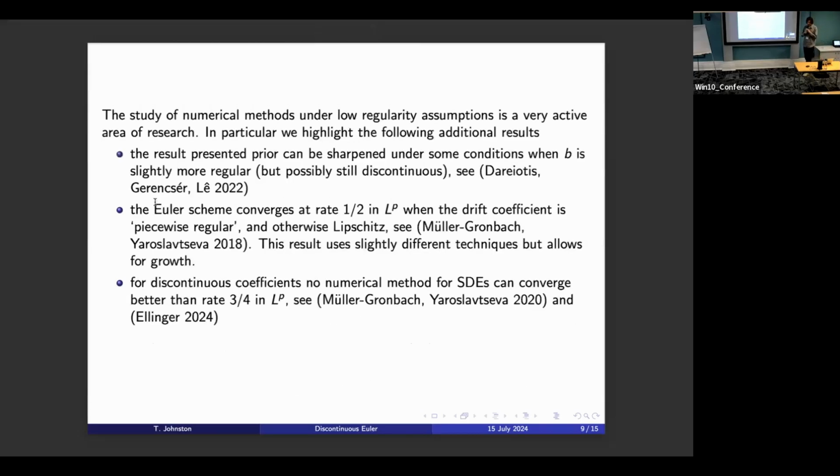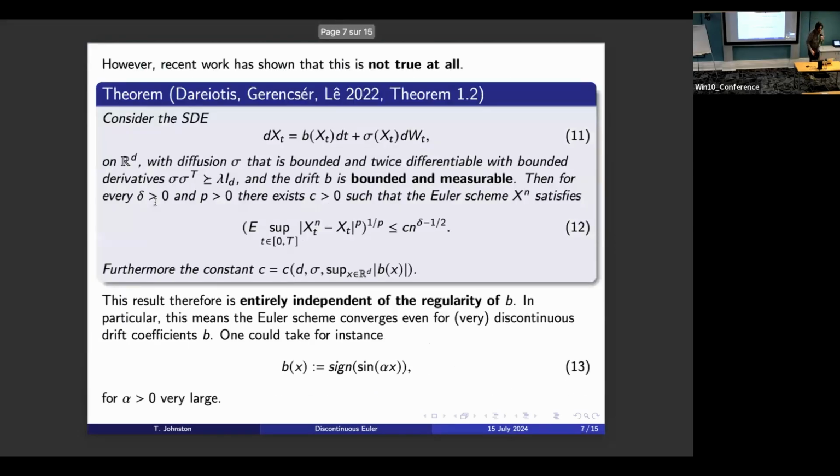So this is a very active area of research, the study of the Euler scheme for irregular coefficients. The result presented prior, where we had rate 1/2 minus, has been improved in a number of cases to a better rate, especially if one has a so-called Sobolev regularity. If one has Holder regularity of the drift B, so if B is not discontinuous but has some Holder regularity, one can also improve this convergence result.